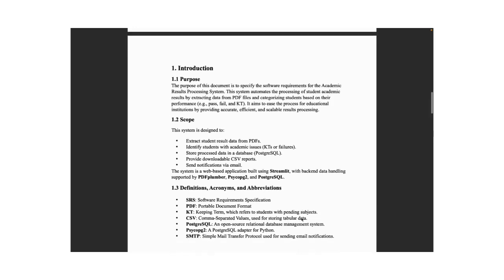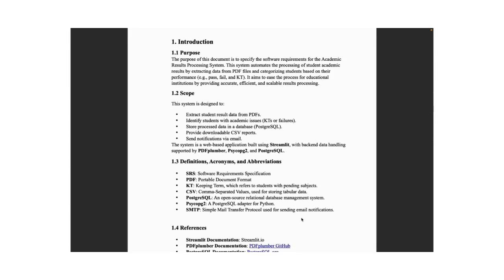Let's begin with the introduction part. The first part is the purpose. The purpose section describes the purpose of the SRS and its intended audience. It defines the goal of the project and what the system aims to achieve. And the scope part is the outline of the project that we have created. It includes the boundaries of the system, and what it has covered and what it hasn't covered is also included in the scope part.